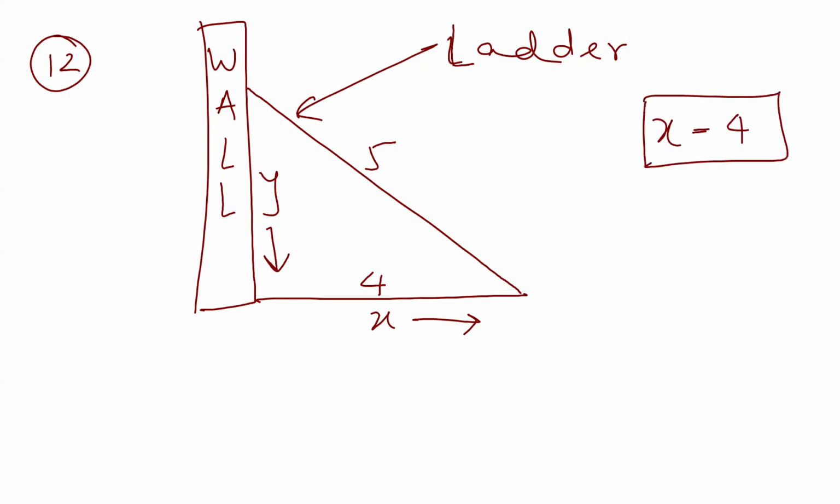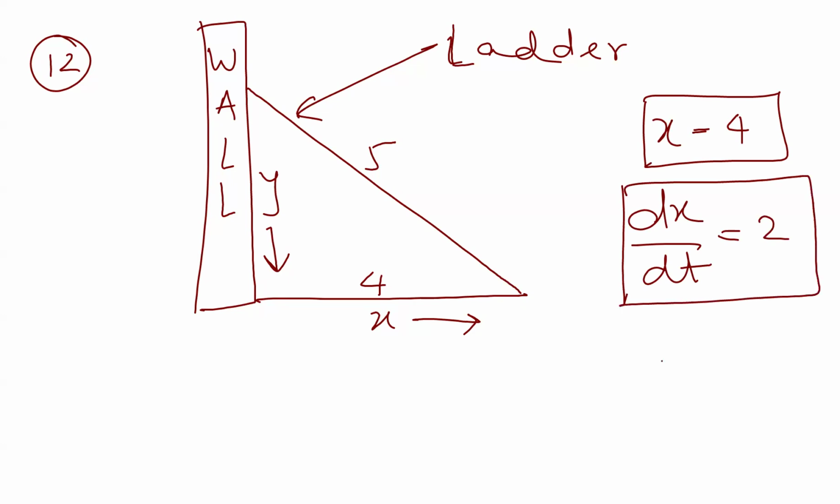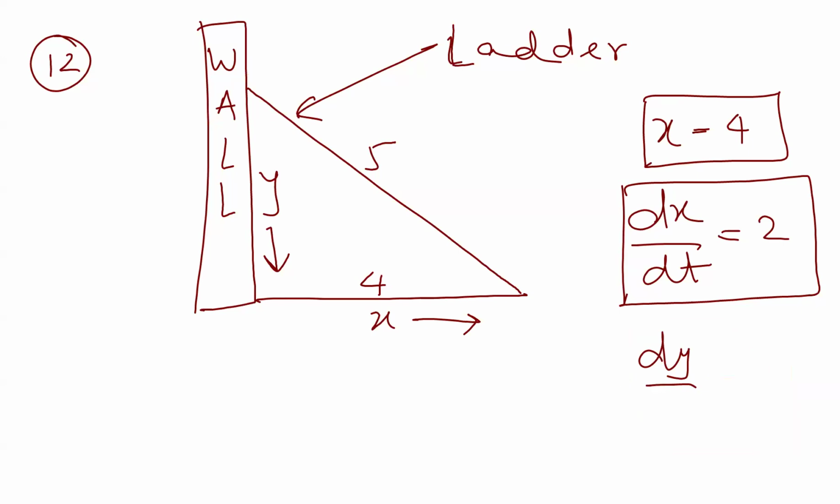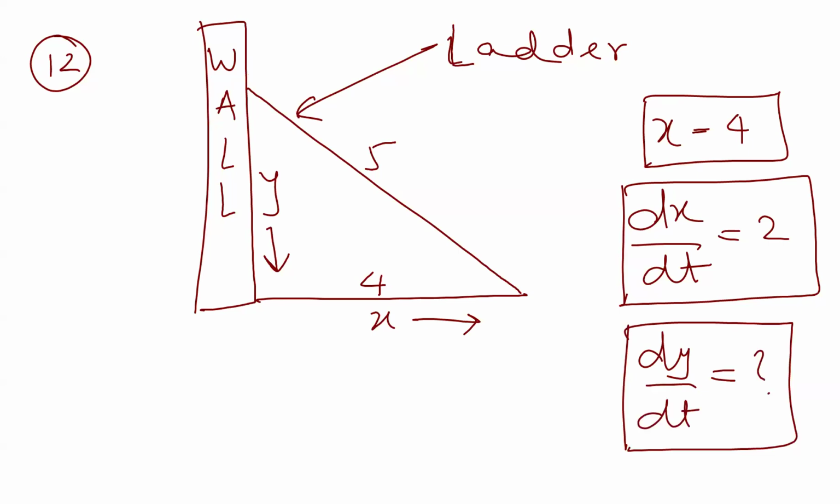dx by dt: the ladder is moving away from the wall at a rate of 2 centimeter per second. This is also given. We need to find out dy by dt, because y is the height. The top of the ladder is coming down. So how fast is it coming down? The y part, the height, is changing. It is decreasing. So how fast is it changing? That is what they are asking. So they are asking dy by dt. Now step number one.